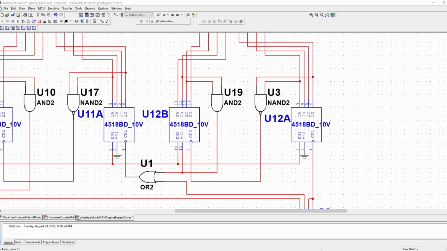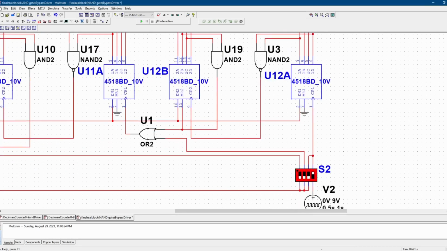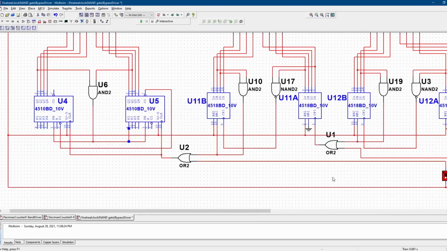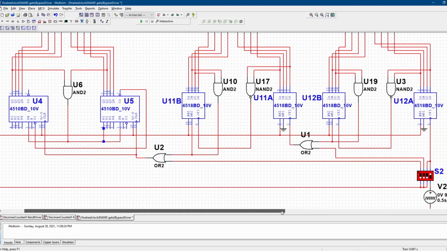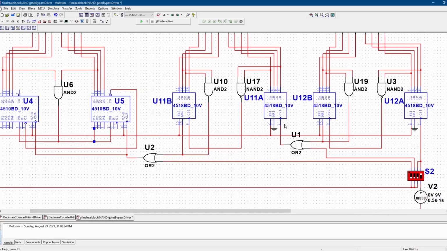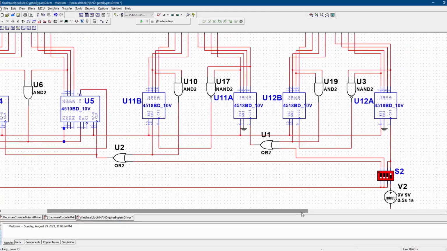Okay, so now we can look at these OR gates. And so what is this business about the OR gates? So these OR gates actually allow us to have additional control over the clocks of our counters. So let's say the clock is running.